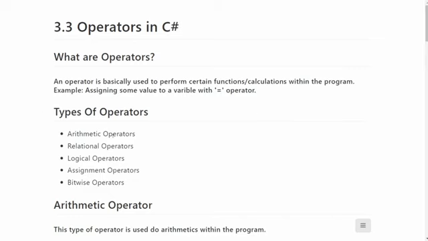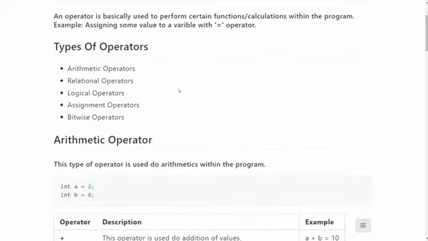Now, there are multiple types of operators. There are majorly five: arithmetic operators, relational operators, logical operators, assignment operators, and bitwise operators. In this lecture, we are going to learn about four of these: arithmetic, relational, logical, and assignment. We won't be needing bitwise operators as of now, so that's why I am not teaching it.